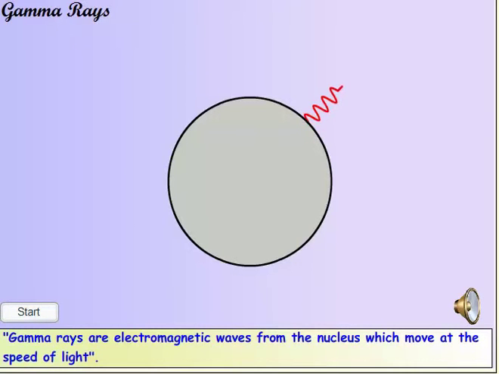Emission of gamma rays is another mechanism of radioactive decay. Gamma rays are electromagnetic waves from the nucleus, which travel at the speed of light. There is no change in the number of protons and electrons after the emission of a gamma ray.